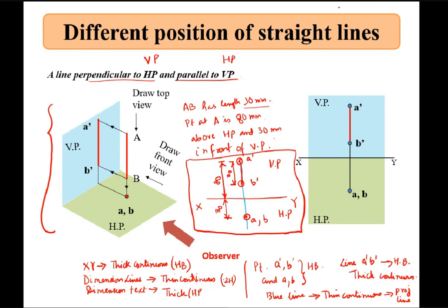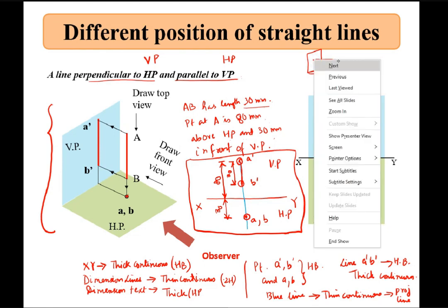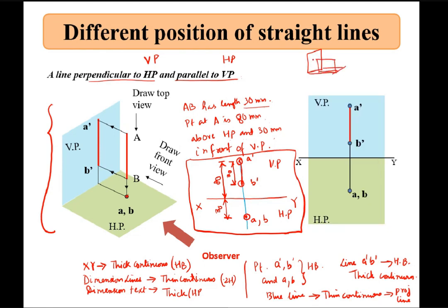Just like this. If this is my VP and this is my HP, a straight line perpendicular to VP will be something like this, and this is parallel to HP. So here you are going to get something like this. This will be my front view and this will be my top view, and they will lie on the same straight line. This is my XY line.